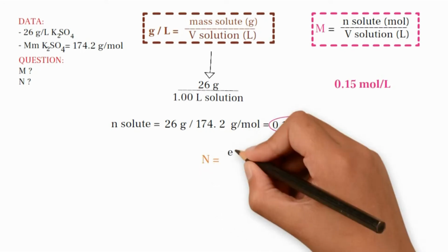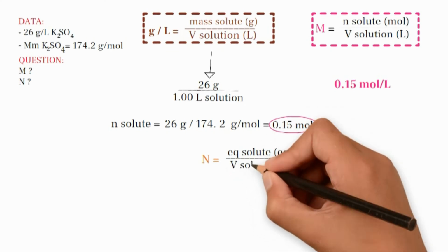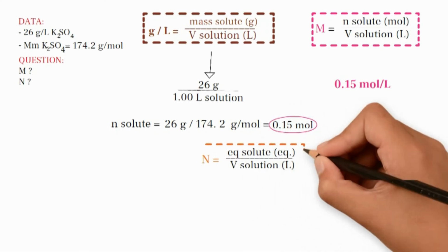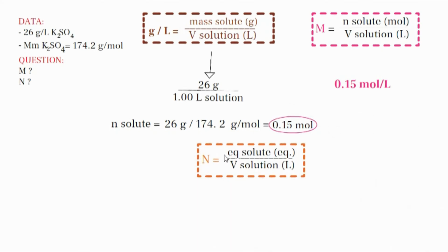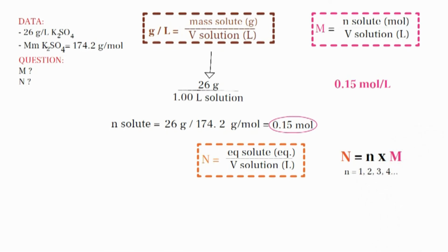So what is normality? Normality is equivalents of solute divided by volume of solution. So it's very similar to molarity, but what is changed is that we need equivalents. And so, as I said many times, normality is linked to molarity by this equation: normality equals n times molarity. And what is n? n is an integer which can be 1, 2, 3 or 4. So we need to find what is this n, whatever it is, because we know already molarity. We need just to find n, and we have normality.